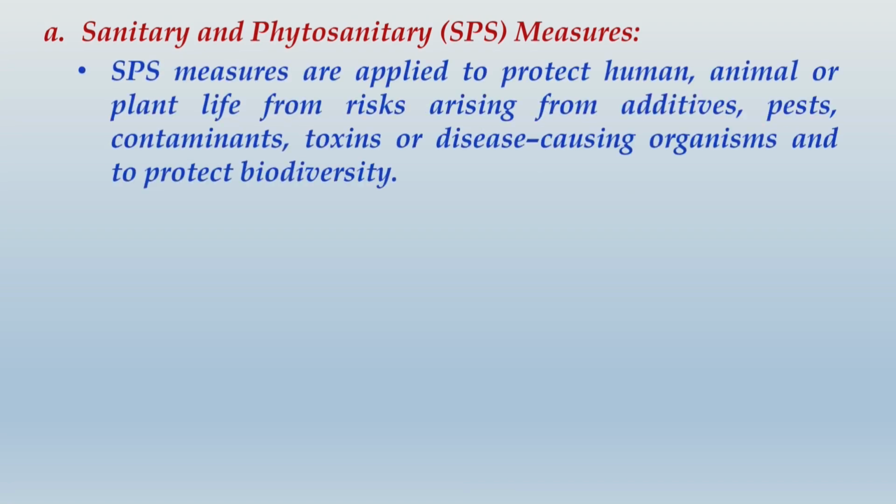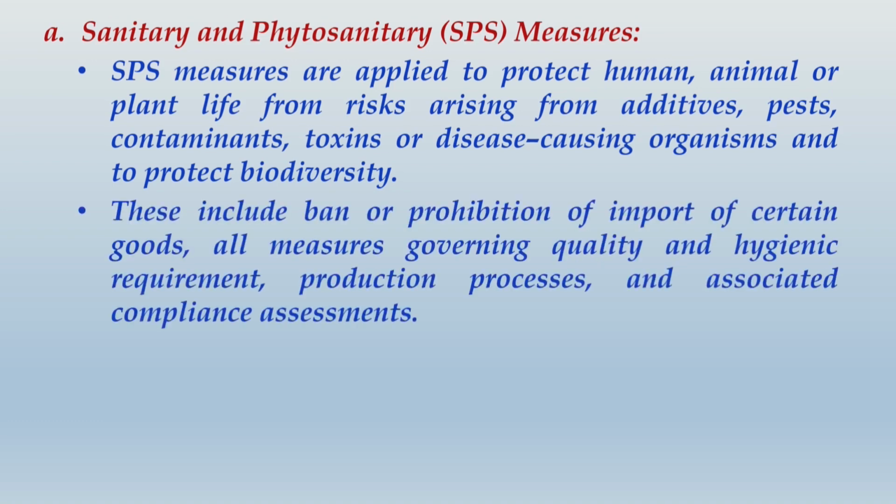Sanitary and phytosanitary measures, that is SPS measures. SPS measures are applied to protect human, animal or plant life from risks arising from additives, pests, contaminants, toxins or disease causing organisms and to protect biodiversity.